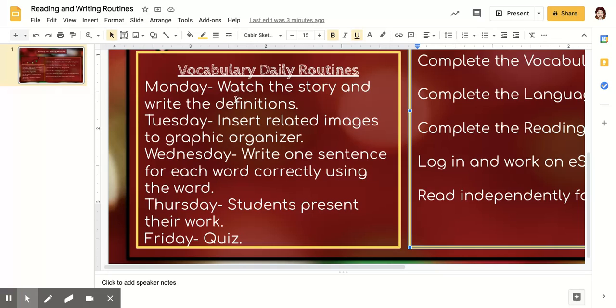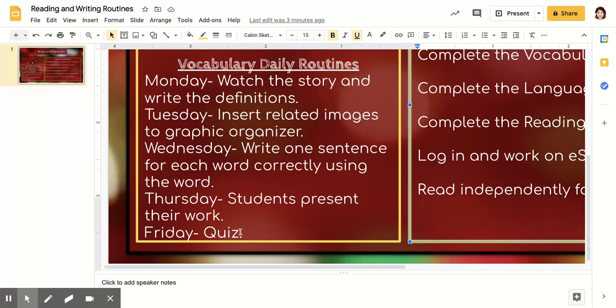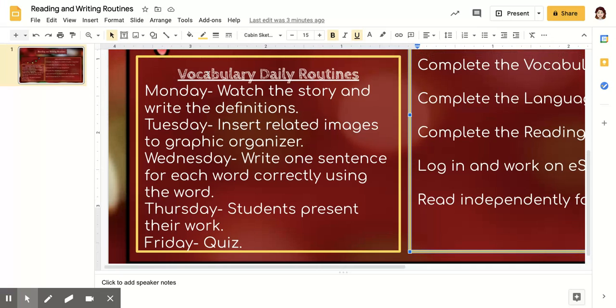On Monday, we watch the story and we write the definitions. On Tuesday, we insert our related images into the graphic organizer. On Wednesday, we write one sentence for each word that correctly uses the word. On Thursday, students have an opportunity to present their work, and on Friday, there's a quiz. We do this with a different set of words every week. The post is actually labeled spelling and vocabulary, and all of this information is included in the post. I include a link to the story, the definitions, and the graphic organizer where they can insert their images and write their sentence, and everything is there.